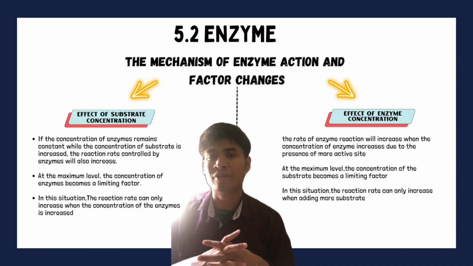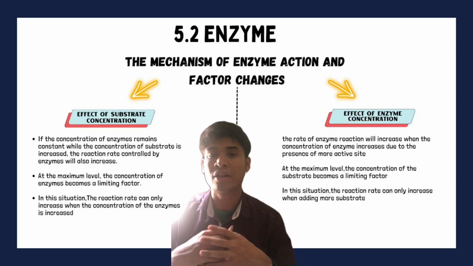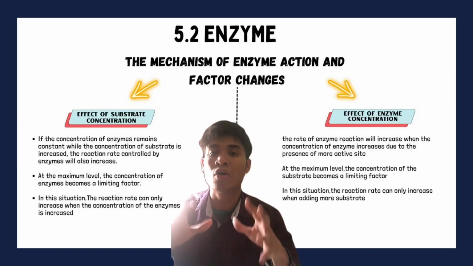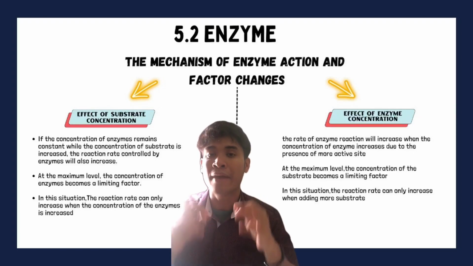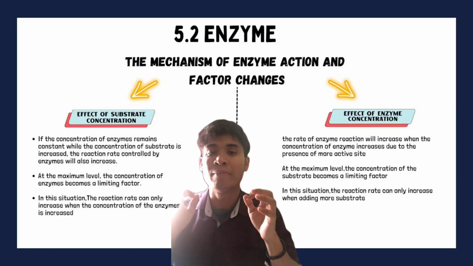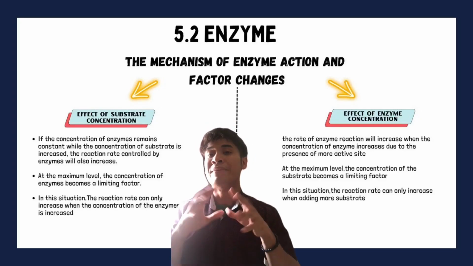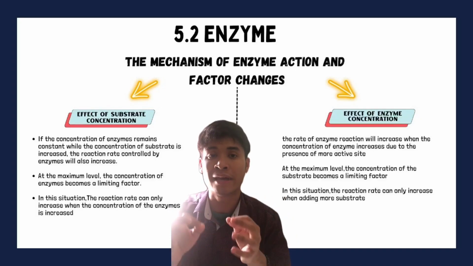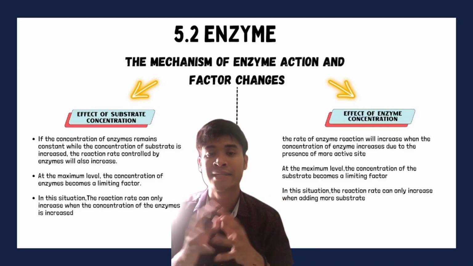The last one is the effect of enzyme concentration on the enzymatic action. The rate of enzyme reaction will increase when the concentration of enzyme increases, due to the presence of more active sites. At the maximum level, the concentration of the substrate becomes a limiting factor, because at that time there are no more available enzymes to react with the excess substrate.